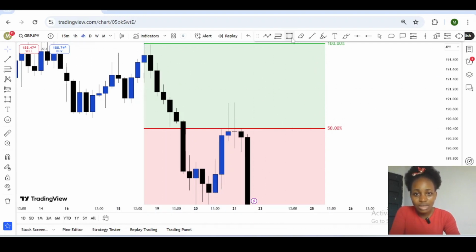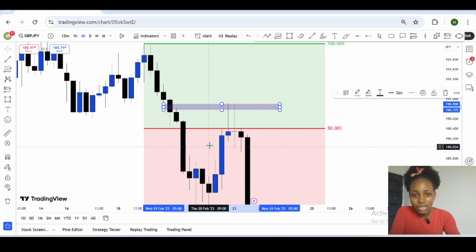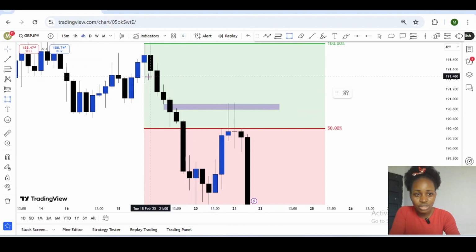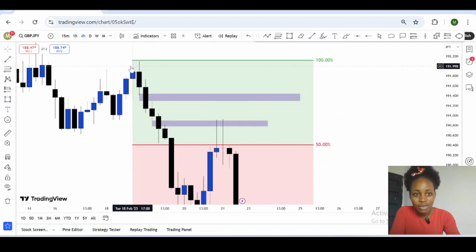Now let's identify where you can spot a fair value gap. Here, this is the first one. You can see we have a fair value gap here, so you just have to map out your point of interest from here. There is another fair value gap I'm seeing here, which is this one here, and after this fair value gap we have this order block here, which is this one here.